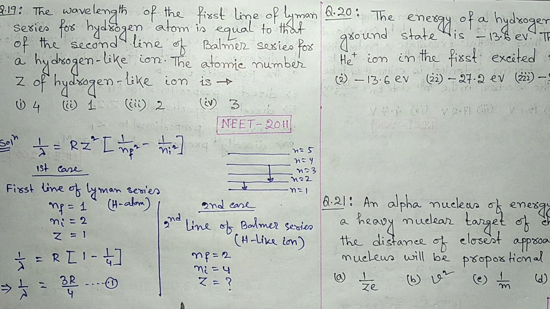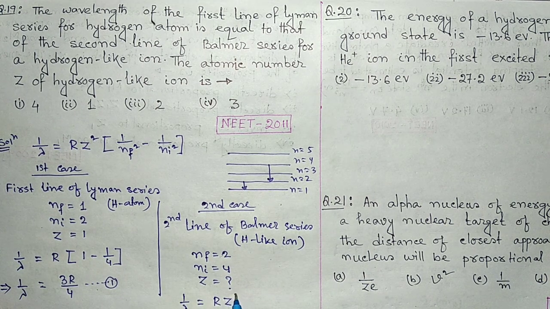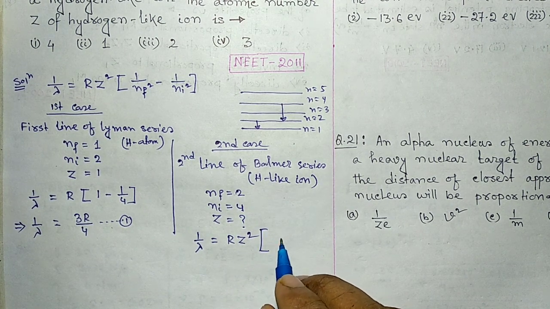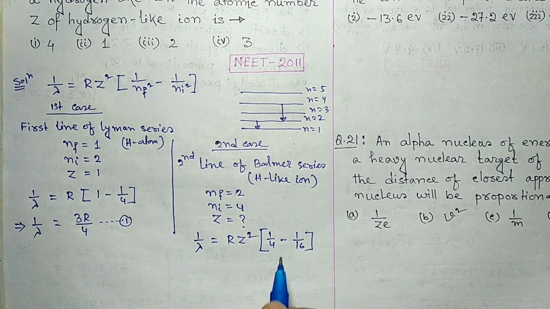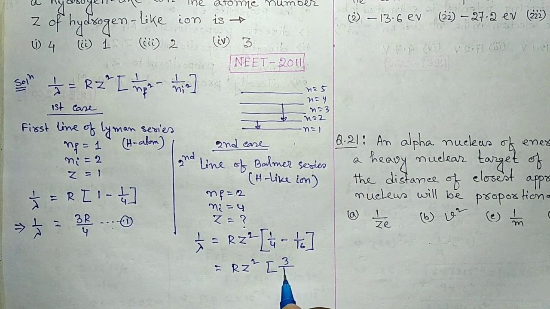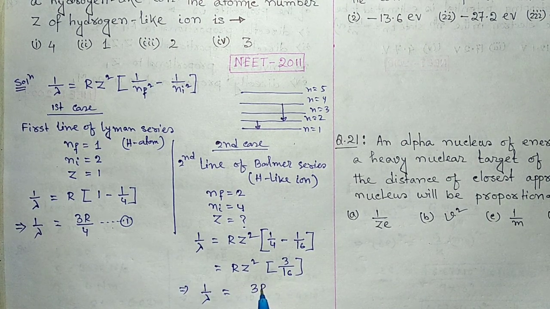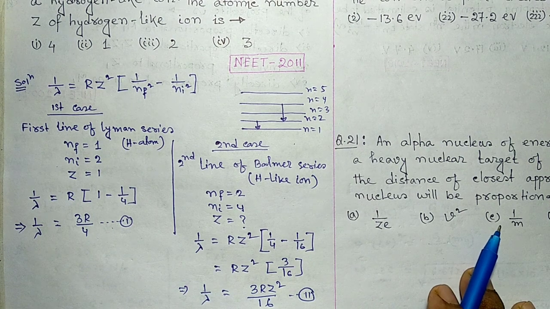In that case, we can put the formula 1 by lambda. Lambda is the same for first case and second case. So 1 by lambda is equals to R Z square (1 by NF square, that means 1 by 4, minus 1 by Ni square, that means 1 by 16), equals to R Z square times 3 by 16. Or 1 by lambda is equals to 3R Z square divided by 16, equation number 2.